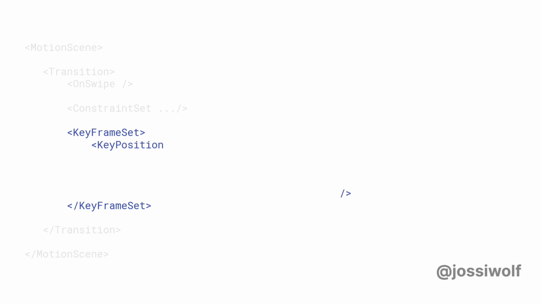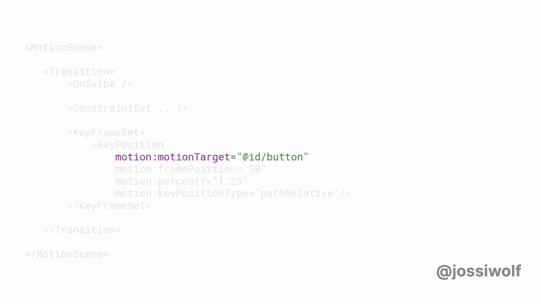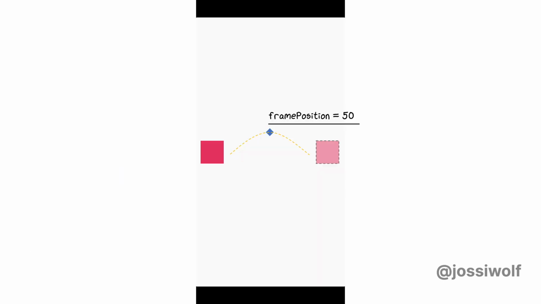So let's go ahead and add a KeyPosition. Simple, and add some attributes that we need. Those are the common ones, like the motion target. So we tell it, hey, we want to influence this button at that point, with the point being frame position 50. So again, like we had earlier, just in the middle of the frames.